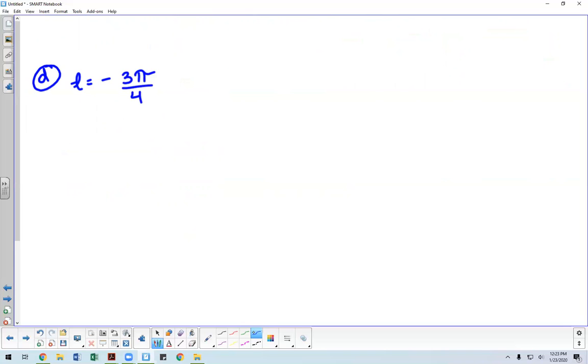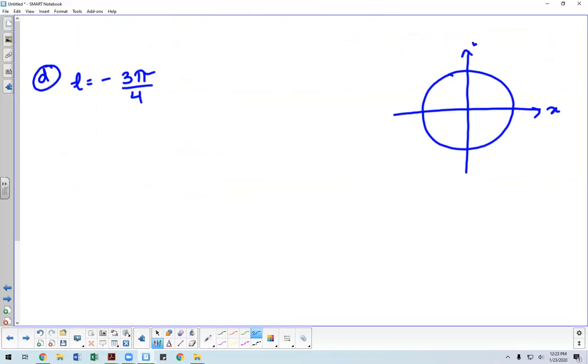What quadrant does this angle fall into? Quadrant 2 and 1? It will not be quadrant 2, because it's negative, which means you are going clockwise. So what quadrant does it fall into? Fourth quadrant? Oh, third quadrant. Third quadrant.